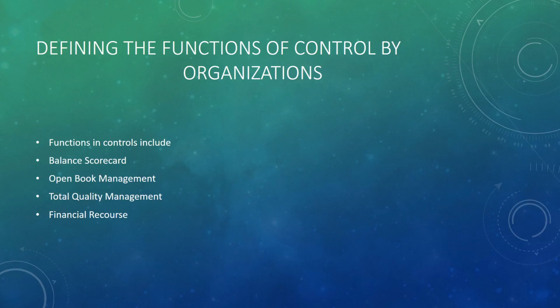By defining the functions of control in an organization, we can give information to companies to let them know what they need to have done and what they need to do in their process of management at a business. Functions in control include balanced scorecard, open book management, total quality management, and financial resources.